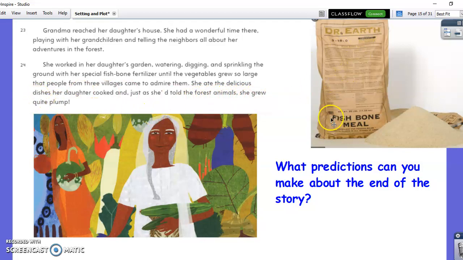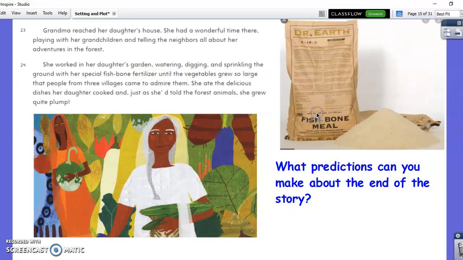Again, this is important, this fish-bone fertilizer. As you can see, I found a Google image of fishbone meal. You can use it in your garden. It gives it a lot of nutrients so that your vegetables can grow really big, which is going to be very important to the resolution of this story.